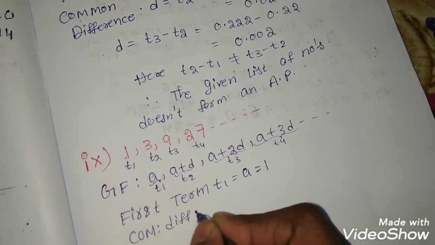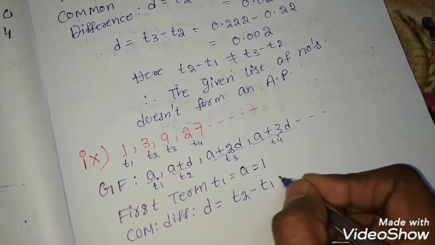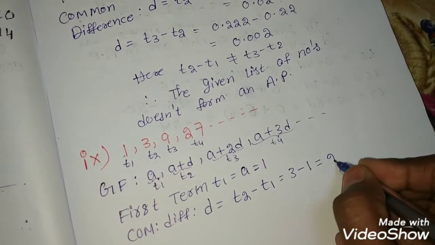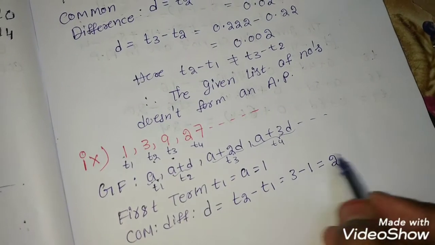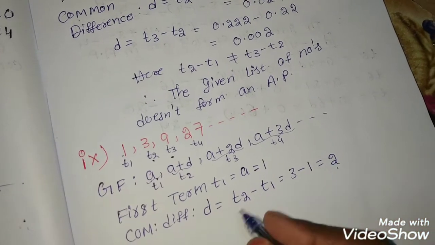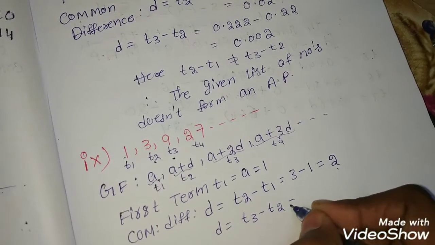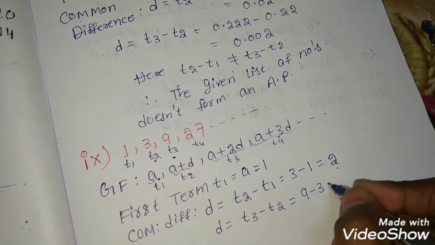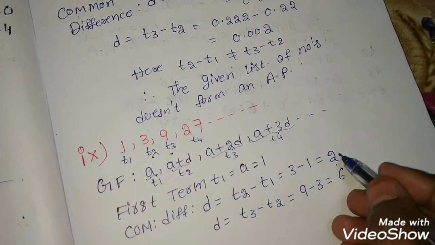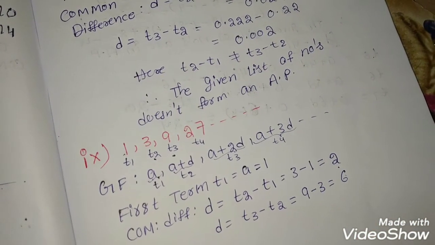Okay, let's take a common difference. Common difference, write the full form. Okay, common difference D is equal to, what is the formula? T2 minus T1. What is T2? 3. What is T1? 1. 3 minus 1 is 2. If you get T3 minus T2 is the same result, then this is in the arithmetic progression. Okay, let's check D is equal to T3 minus T2. 9 minus 3. See guys, what is 9 minus 3? We get 6. See, those two are different. Then how can this be in the arithmetic progression?